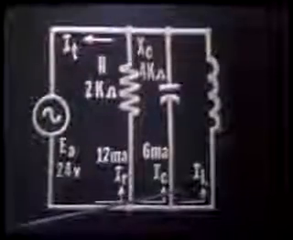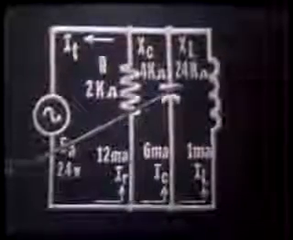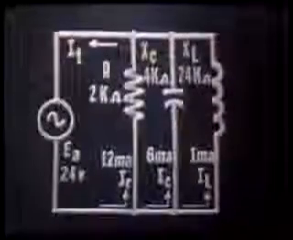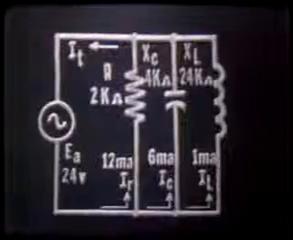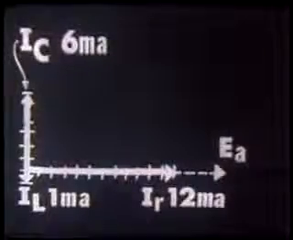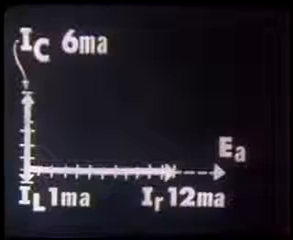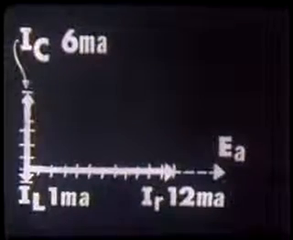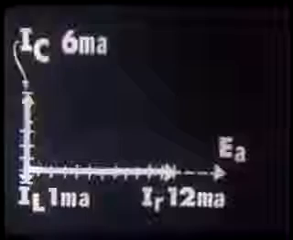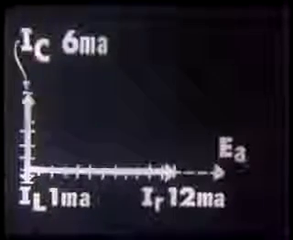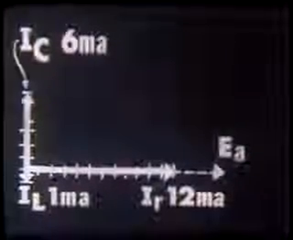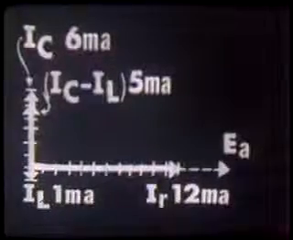For our third current, IL, let's assume we have an inductive reactance of 24K ohms with 24 volts applied. By Ohm's law, we would then have 1 milliampere of current flowing. This would appear on our vector this way, where IL is lagging IR by an angle of 90 degrees, or IL is 1 unit long. Since IL and IC are 180 degrees out of phase, IL can be subtracted from IC and leave a vector sum of 5 milliamperes like this.